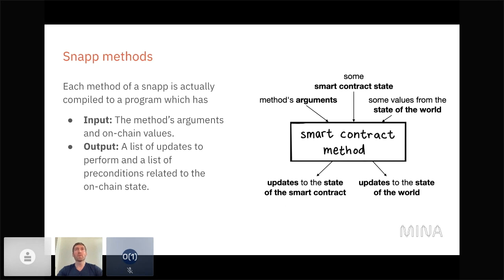Each method of a snap can accept multiple different inputs and then generates output. So you could have method arguments, which is going to be data provided, for instance, by the user in a user interface. You may also have smart contract states, so state associated with that particular Snap account. And then you may have other values from the Mina network, such as, say, the block height at that moment. And then it outputs a list of updates to the smart contract state and other updates that the smart contract would cause.